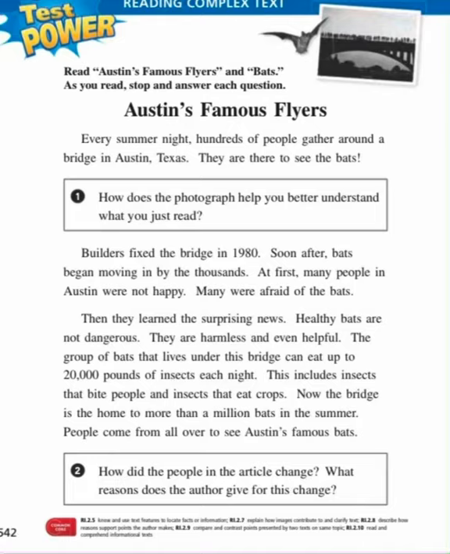The group of bats that lives under the bridge can eat up to 2,000 pounds of insects each night. This includes insects that bite people and insects that eat crops. Now, the bridge is the home to more than a million bats in the summer. People come from all over to see Austin's famous bats. 2. How did the people in the article change? What reasons does the author give for this change?